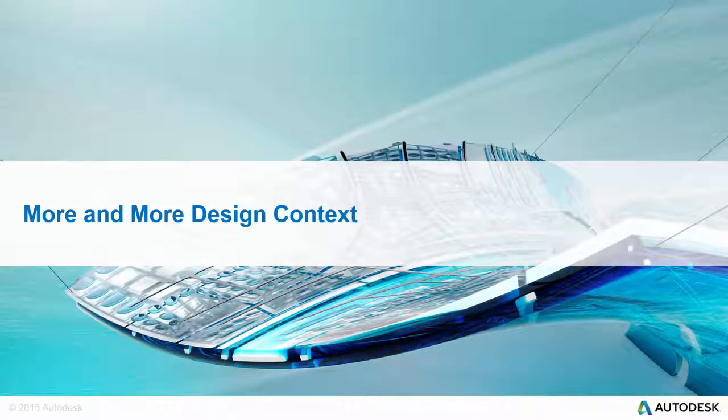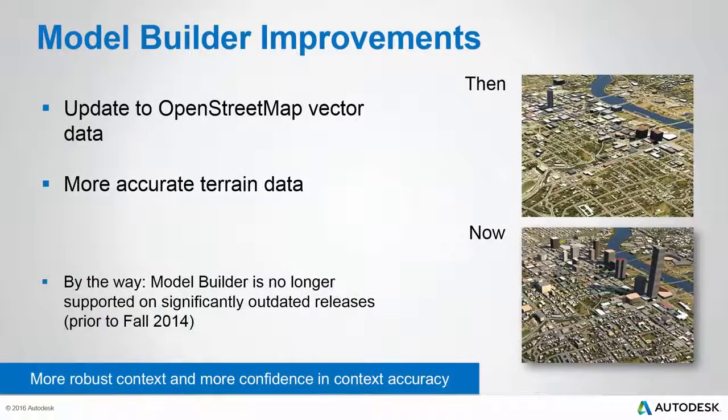Let's begin talking about how there's more and more design context capabilities in this latest release of InfraWorks 360. You'll enjoy some Model Builder improvements. First, you'll notice that the vector data coming from Model Builder, with an update to the OpenStreetMap data store for this service, is more accurate and more dense than ever before.